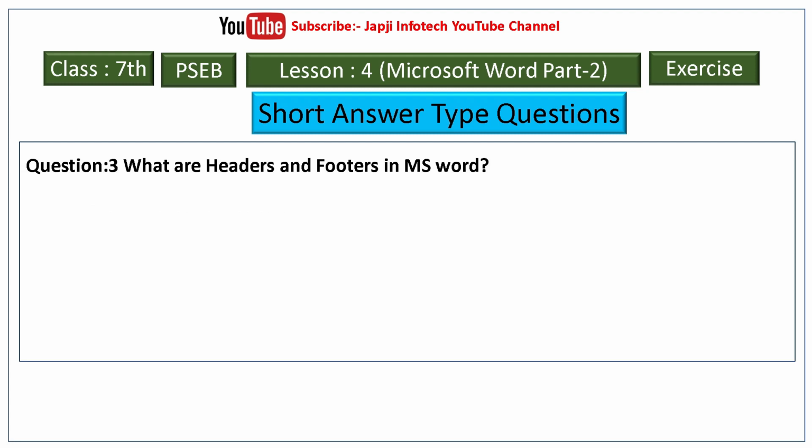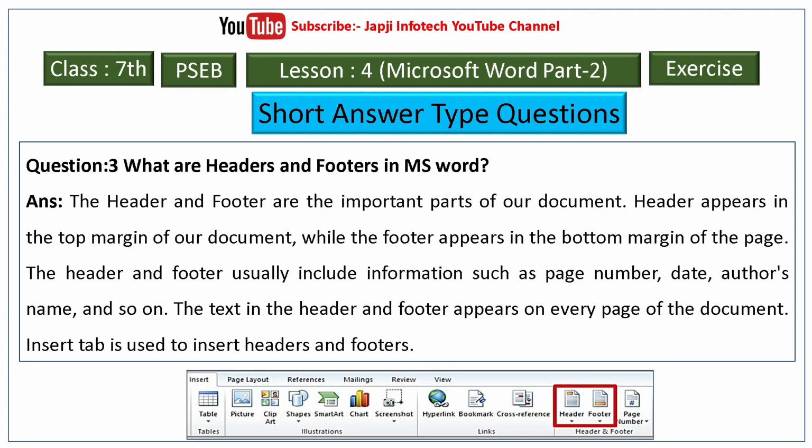And the third question is: what are header and footer in MS Word? The answer is: the header and footer are important parts of our document. The header appears in the top margin of our document while the footer appears in the bottom margin of the page. The header and footer usually include information such as page number, date, author's name, and so on. The text in the header and footer appears on every page of the document. The Insert tab is used to insert header and footer.